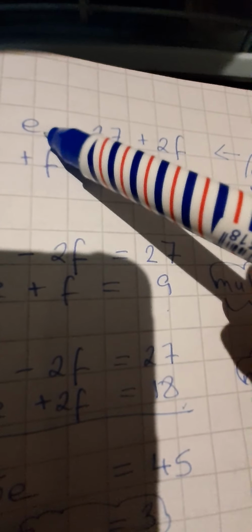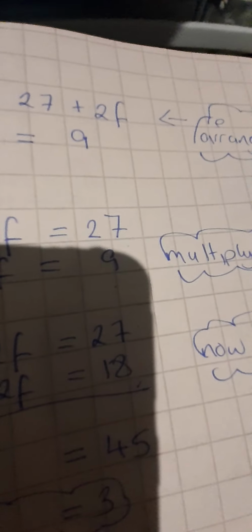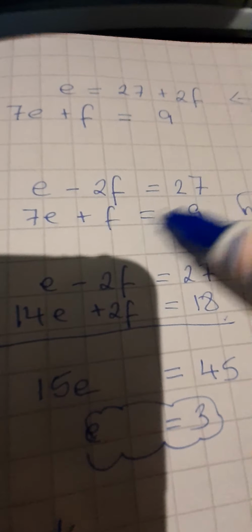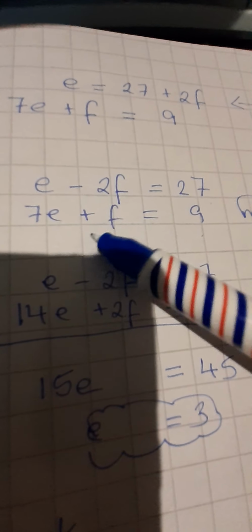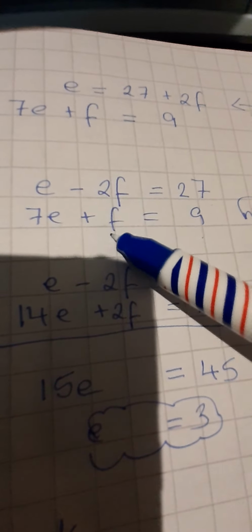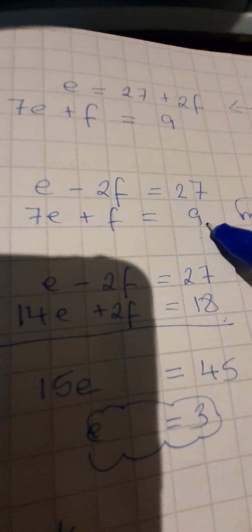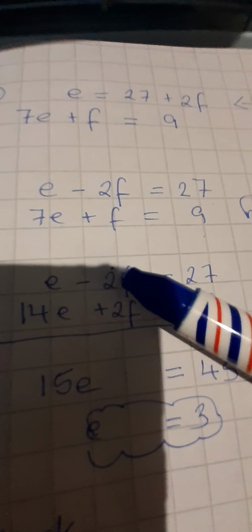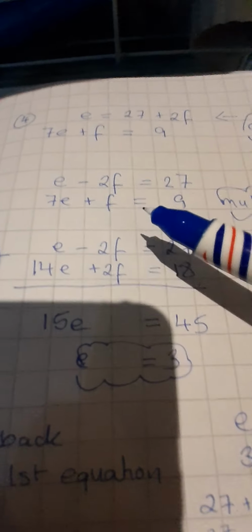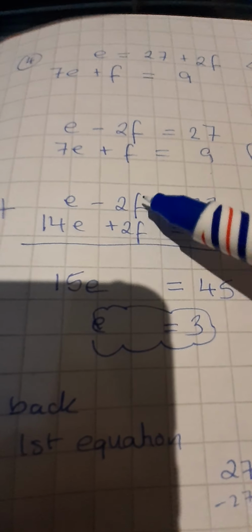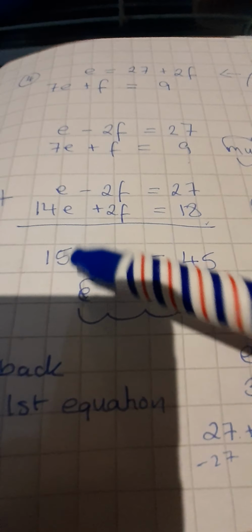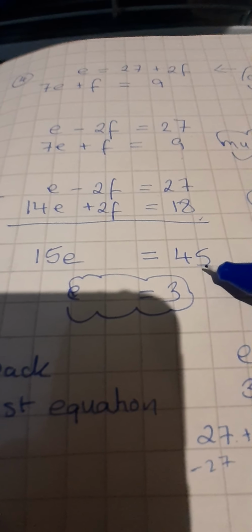So for this one, what you've got to do is rearrange that first equation, e equals 27 plus 2f, and write it like this: e minus 2f is 27. Now you look at your two equations and you're going to eliminate f. So you multiply all the second one by 2. You get 14e plus 2f is 18. You've got your two equations now, and you're going to add them together. And that means the f will disappear. You will eliminate f. So by adding them, you get 15e, 45 over here.